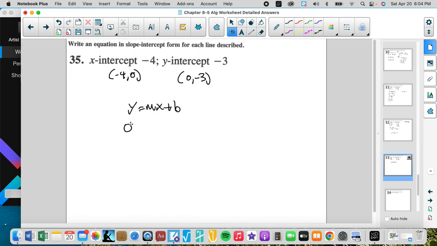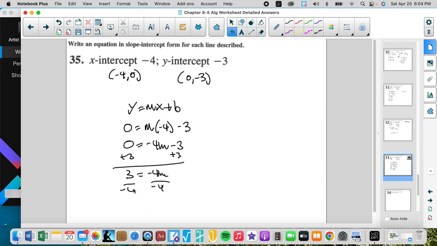So it must be 0 equals, I don't know what my m is, I know my x is -4. If I'm going to use this for my y-intercept and plug it in for b, the point that I plug in must be the other point. So that's the only stipulation, I guess. -4m minus 3, add 3, add 3. 3 equals -4m, divide by -4, divide by -4. -3/4 equals my slope. So y equals -3/4 x, with my y-intercept being -3.